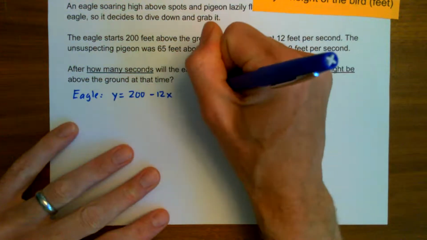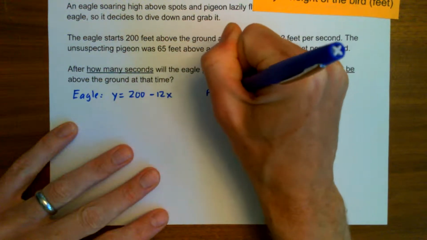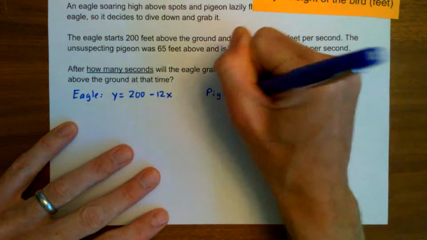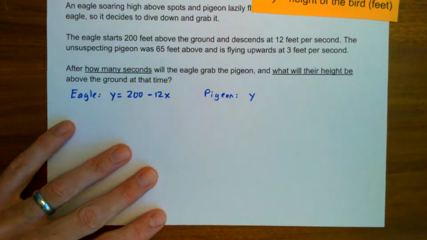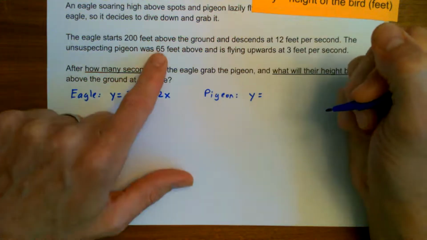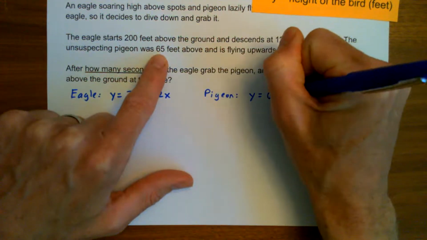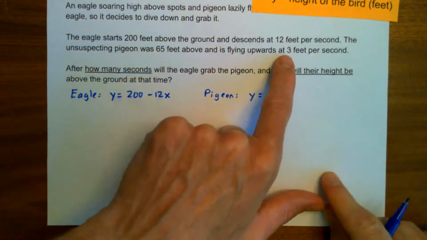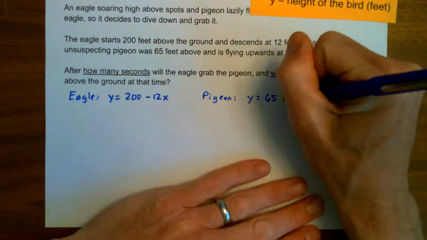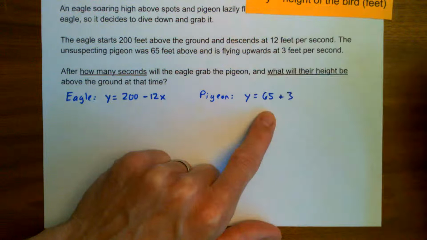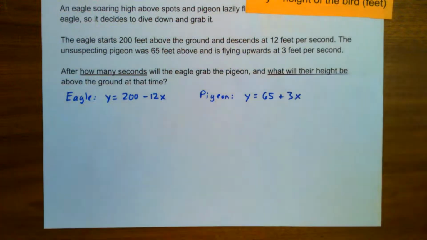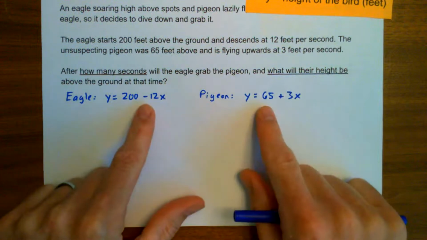Let's do the same thing for the pigeon. Pigeon. The height of the pigeon is going to be equal to its starting height of 65. In this case, it's flying upwards. So I'm going to have to add to its starting height. It's flying upwards at 3 feet per second times x seconds. So there are the two equations that we're going to be dealing with in this case.